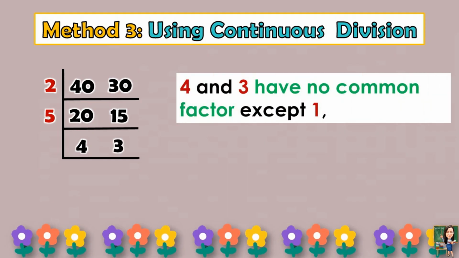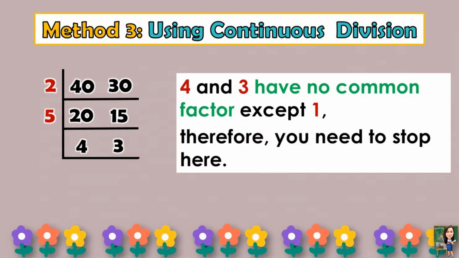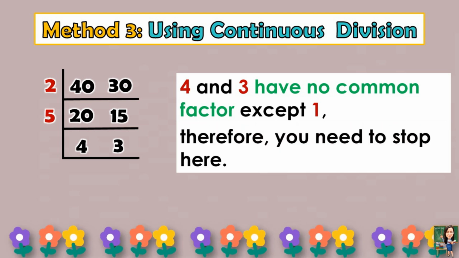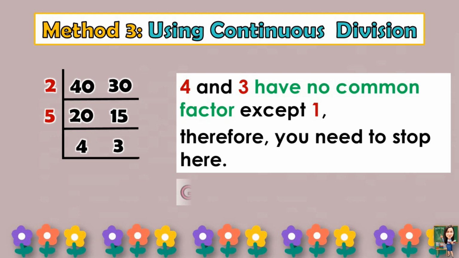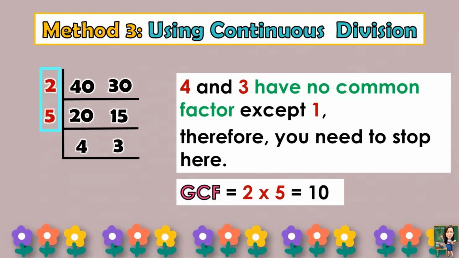4 and 3 have no common factor except 1. Therefore, you need to stop here. And then multiply 2 and 5. 2 times 5 equals 10. The greatest common factor or GCF of 40 and 30 is 10.